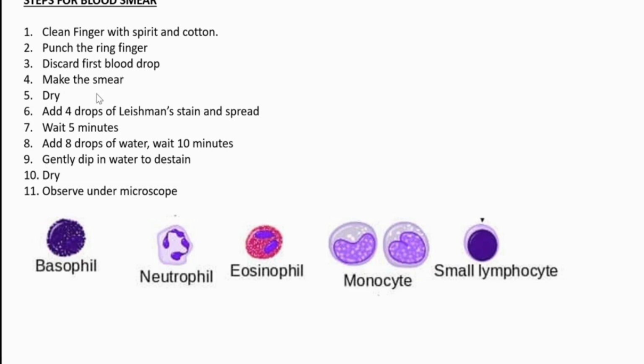After making the smear, again we need to dry it, because without getting sufficiently dry, if we pour the stain, there's a chance of all these cells slipping from that slide. So that's why we are drying. Then after that, Leishman stain, 4 drops are added. Then also wait for 5 minutes. After that, add double the amount of water that of the stain, and wait for 10 minutes. And after that, we are just dipping in water to de-stain it. And before examining under the microscope, again we are drying it, to take care of the microscope.